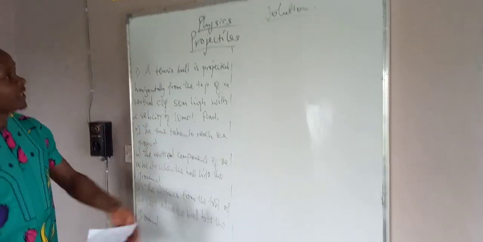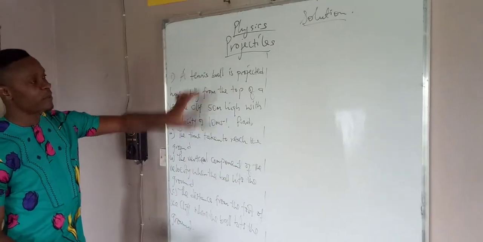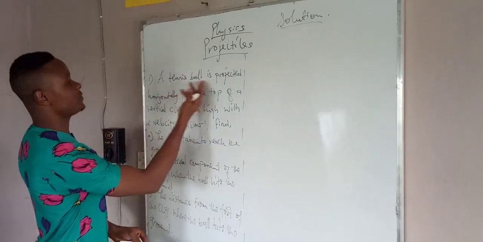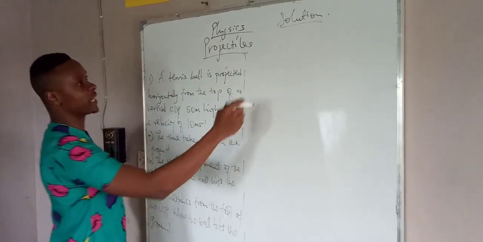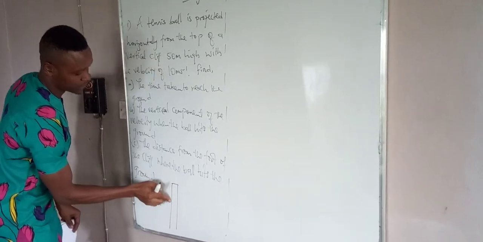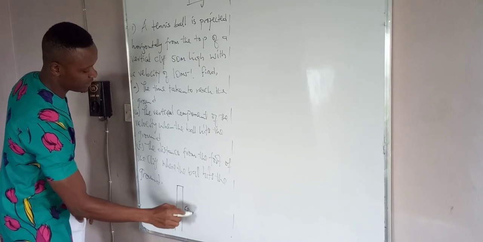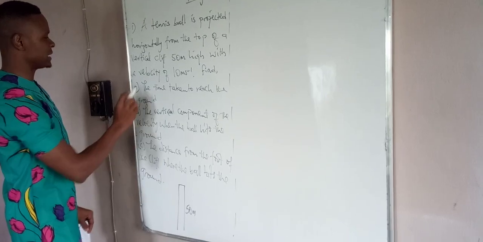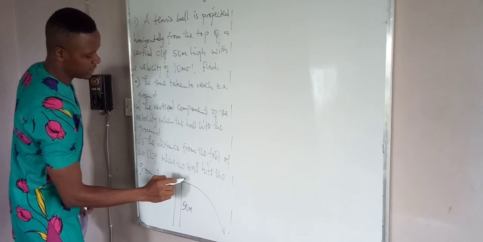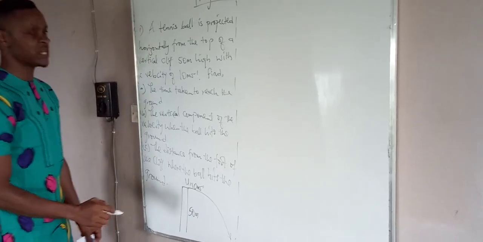Okay, so let's solve our problem. Recall that it is good practice, whenever a problem or question is given to you, to draft out the parameters in the question. The tennis ball is projected horizontally from the top of a cliff. In this sketch, this is our cliff, and the height of this cliff is 50 meters. The velocity with which the ball is projected is 10 meters per second. That is the initial velocity.